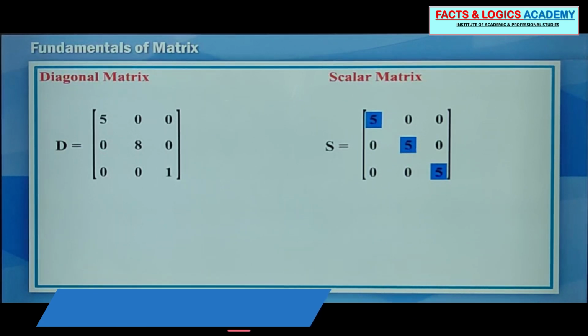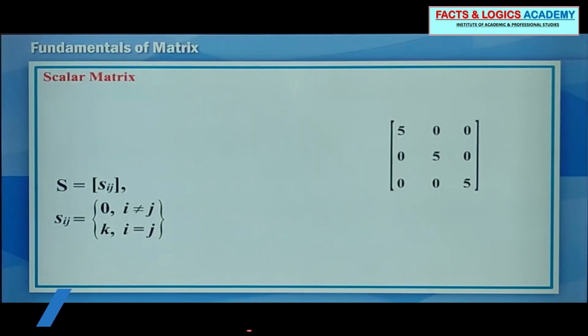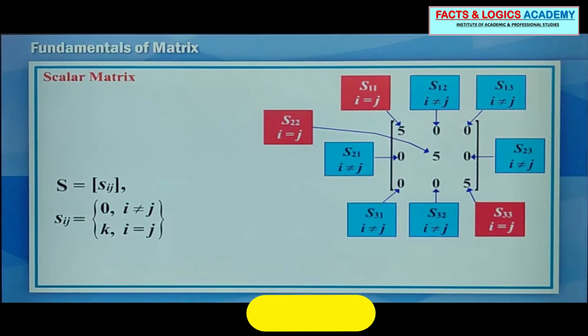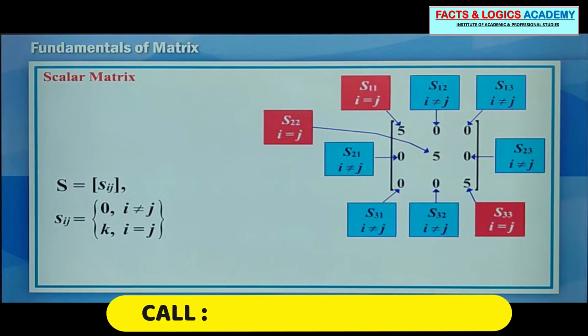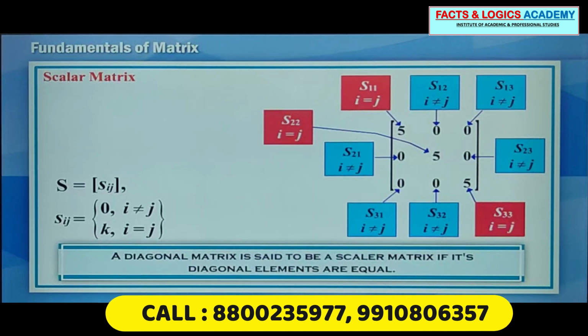A scalar matrix can be represented as follows. Let's use the example matrix to understand the general form. This means that for i not equal to j, the element is 0, and for i equal to j, the element is a non-zero number. A diagonal matrix is said to be a scalar matrix if its diagonal elements are equal.